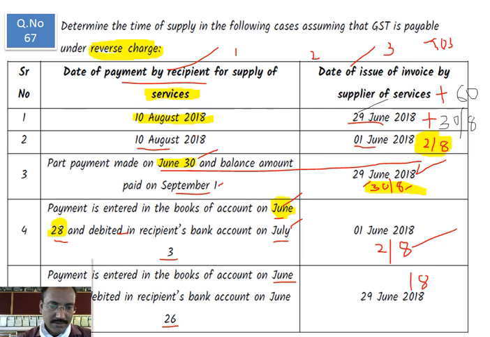So 30th August means you find now which one is the earliest date. The first date is June 30, then June 26, then 30th August. So the earliest date is the bank account deposit date. That is 26th June, the date of time of supply.